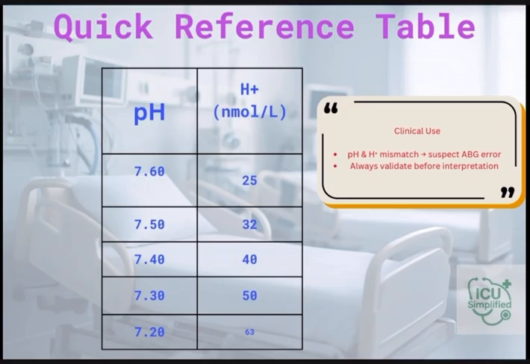The key clinical use of this relationship is validation. If there is a mismatch between the pH and the expected hydrogen ion concentration, we should always suspect a possible ABG error. So remember, before jumping into interpretation, always take a moment to validate the ABG first. It's a small step, but it prevents major mistakes.